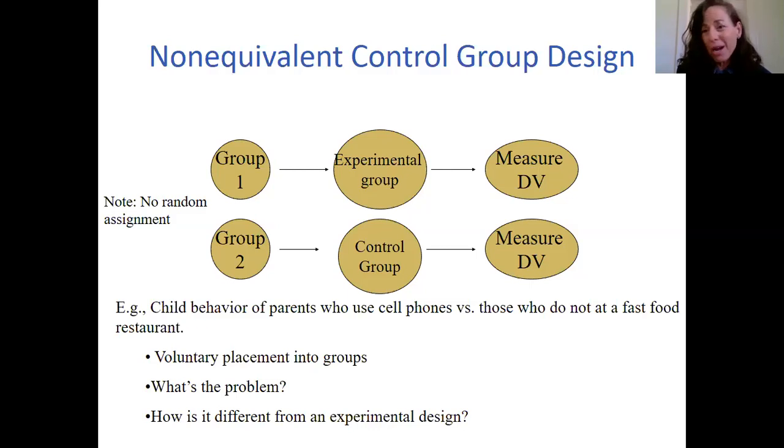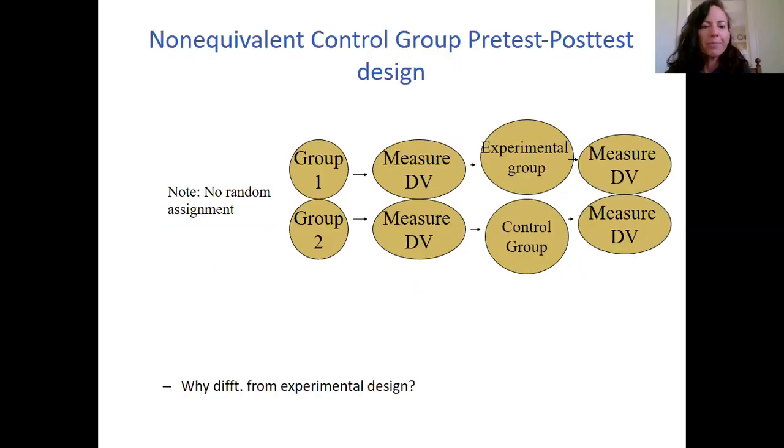Now, there are still problems, because it may be that parents who are on cell phones have financial problems or whatever, you know what I'm saying? So there's all kinds of differences between the parents who are on cell phones and parents who are not on cell phones, and whatnot. So that is going to be different from the experimental design, in which we have randomly assigned. But at any rate, it's better than the previous quasi-experimental designs I've been talking about. Okay, one more design.